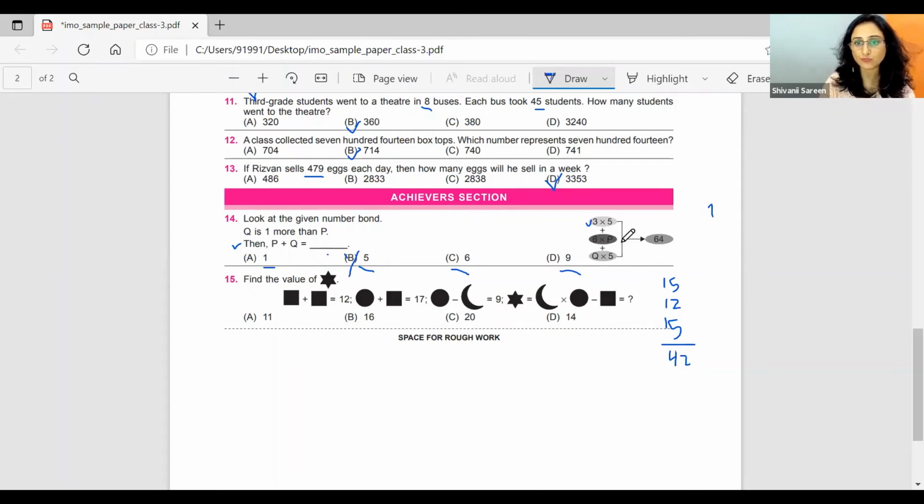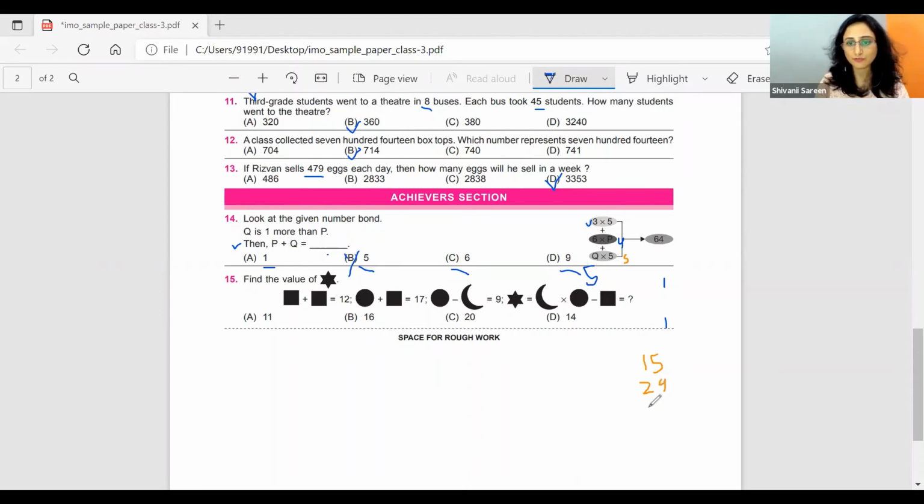If I take P as 4 and Q as 5, let me check the calculation. 5 threes are 15, 6 fours are 24, and 5 fives are 25.